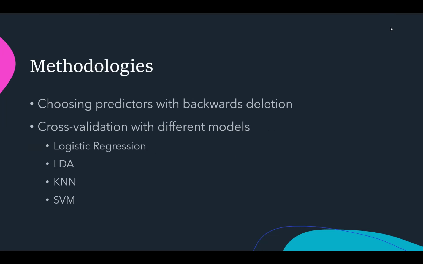To conduct my analysis, I started off choosing my predictors with backwards deletion. I did logistic regression on all the predictors and used backwards deletion to choose which predictors I'm then going to use in each of my models. Then I'm going to apply the models with cross-validation. The models I'm applying are logistic regression, LDA, ANN, and support vector machines.